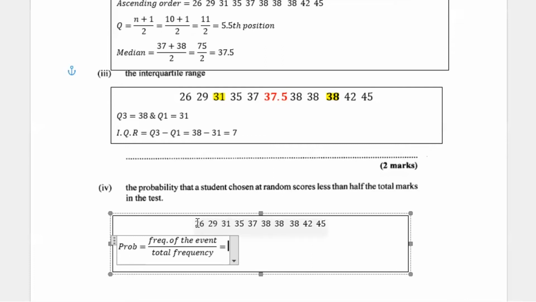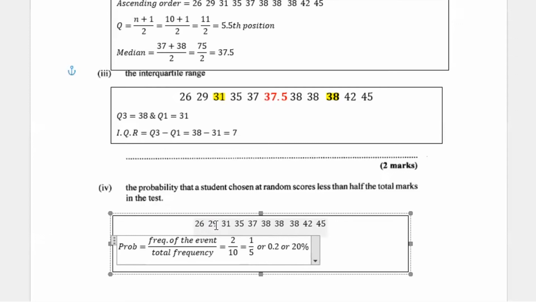That will give us only 2 students: the student that scored 26 and the other student that scored 29. So it would be 2 over 10, and that would be our probability. We know from the syllabus, when it comes to fractions, whenever we can simplify, we always do that. This simplifies to 1 over 5. So our answer can be a fraction, or we can express it as a decimal. 1 divided by 5 gives us 0.2. Or we can express it as a percentage, which gives us 20%.